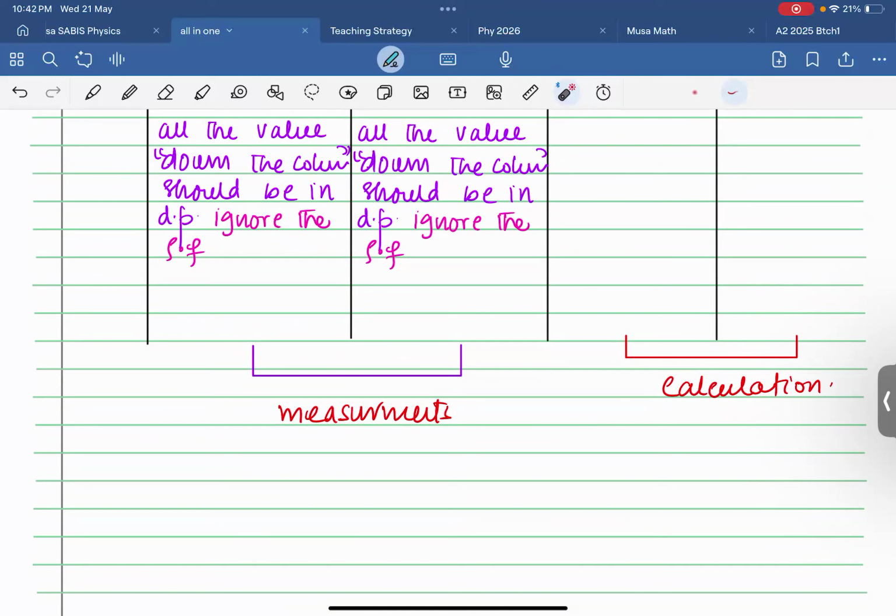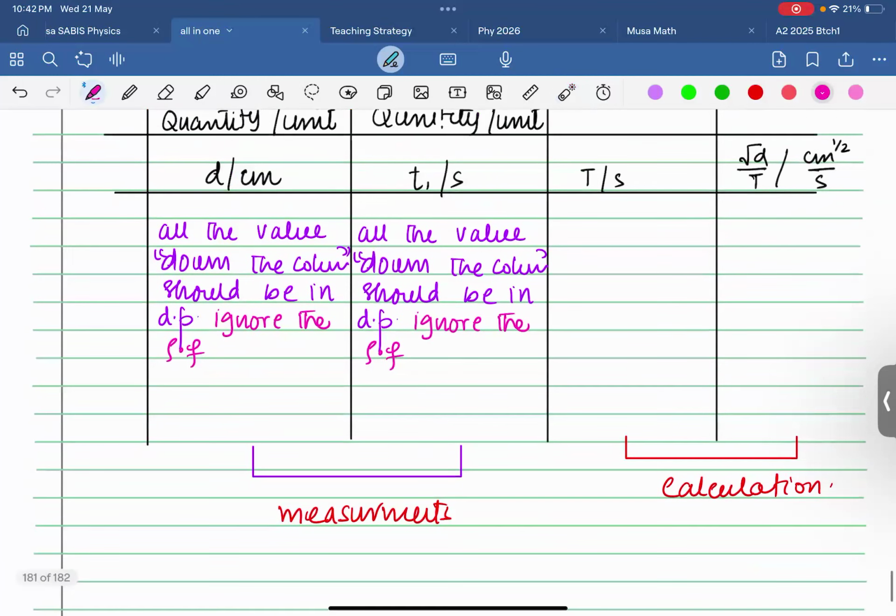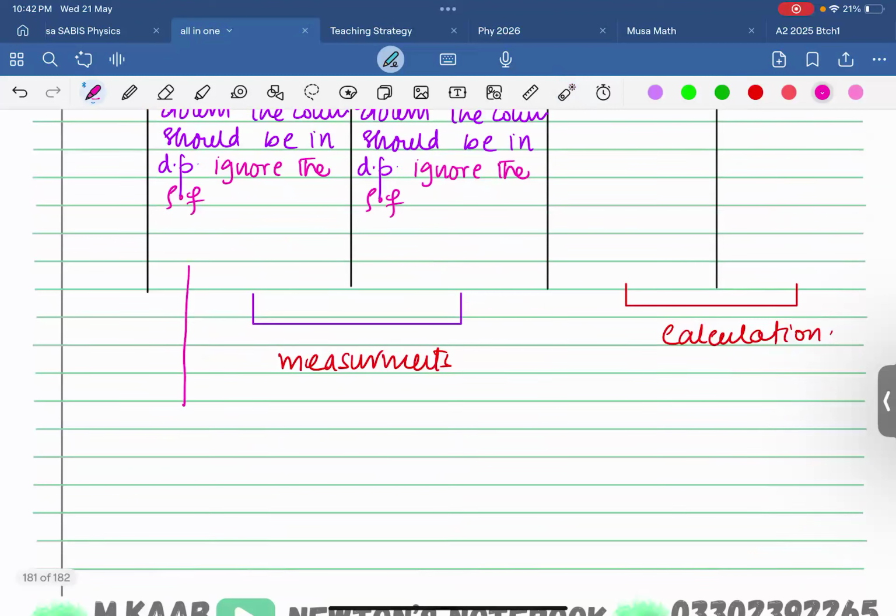By the way, if you have the distance and you're measuring it in centimeter, please keep in mind it will be in 1 dp with the meter rule. And you have to write in 3 dp if you're measuring it in meters. Is that clear? So this is the concept.